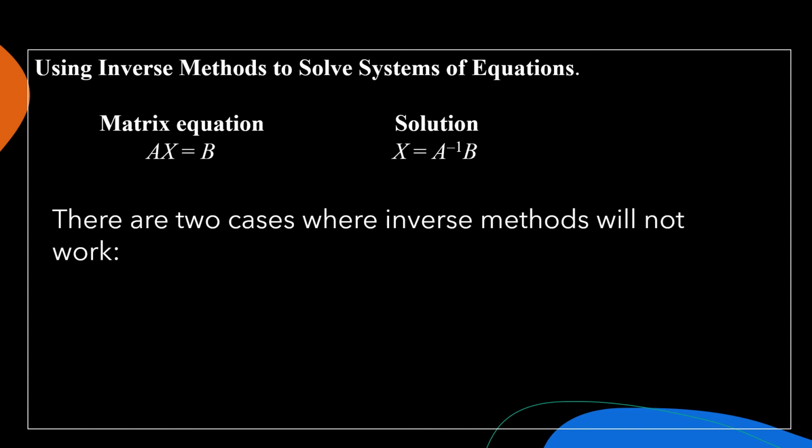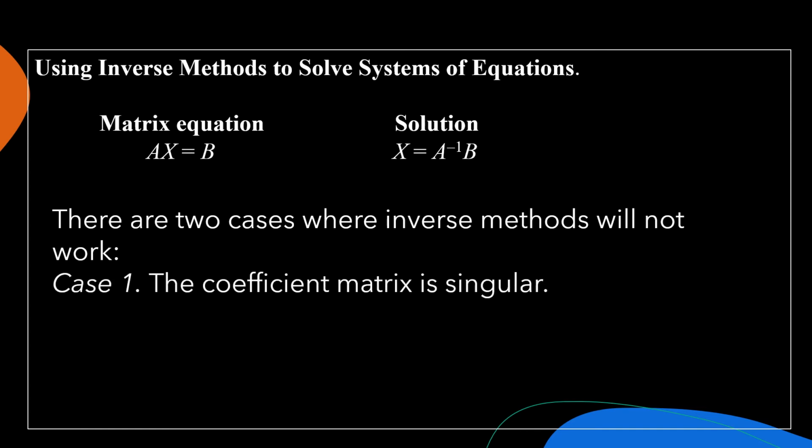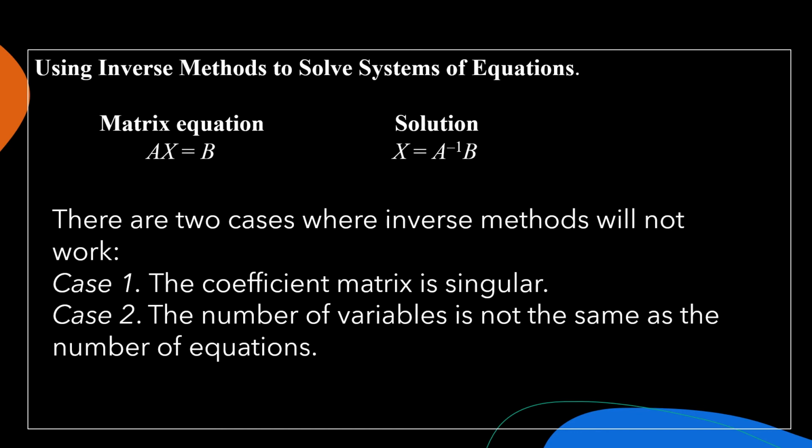There are two cases where inverse methods will not work. One is when the coefficient matrix is singular, because then you cannot find the inverse of it. The other is when the number of variables is not the same as the number of equations. If I have 3 unknowns but only 2 equations, then matrix A will not be a square matrix, so you cannot find the inverse of a non-square matrix, and hence we cannot apply the inverse method to solve such problems.